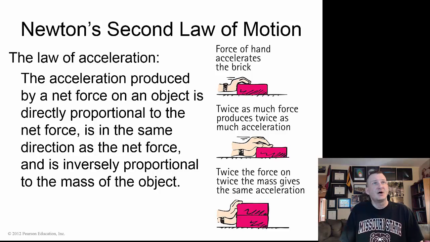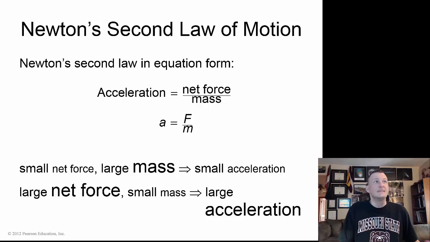Well, let's look at Newton's second law of motion. The text says this: the law of acceleration. The acceleration produced by a net force on an object is directly proportional to the net force, in the same direction as the net force, and is inversely proportional to the mass of the object. Well, what does that mean? It's basically an equation, and the equation says this: force is equal to mass times acceleration. You will see this as an equation on the next slide.